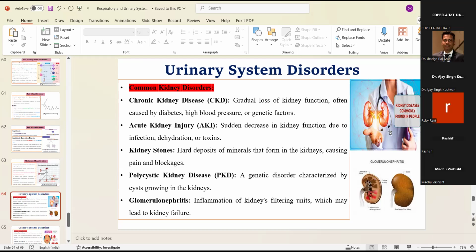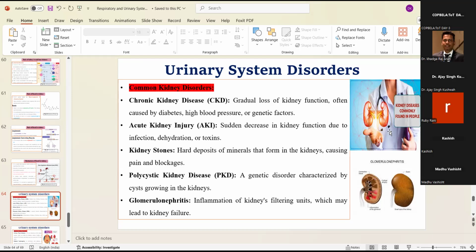So if the acute kidney injury is untreated, that leads to chronic kidney disease, like gradual loss of the kidney functions, and this is known as stage 5 of the GFR also. And that chronic kidney disease may be caused by acute kidney injury, or maybe diabetes, or if persons have high blood pressure, or maybe some genetic factors.